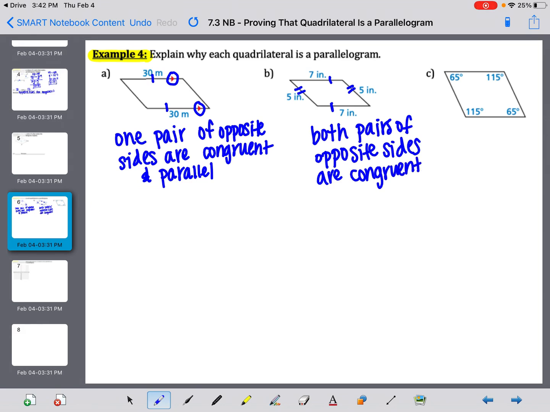And lastly, when I look at part C, I see I'm given information about my angles. I see my opposite angles of 65 are both congruent, and my opposite angles of 115 degrees are both congruent. So that means that this is a parallelogram because both pairs of opposite angles are congruent.